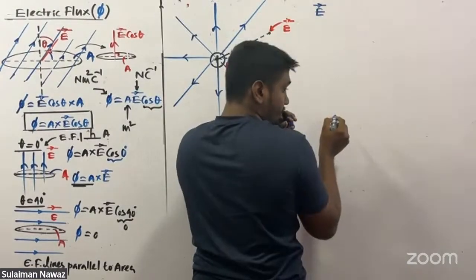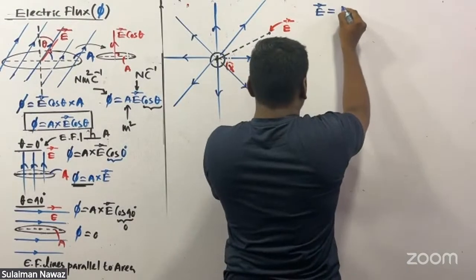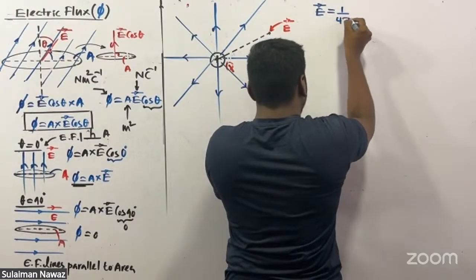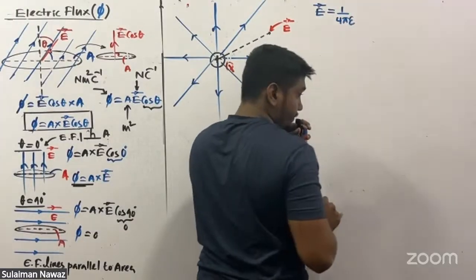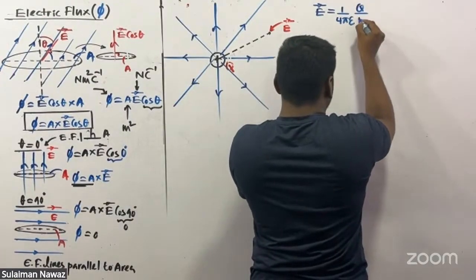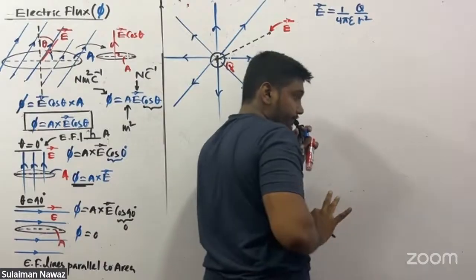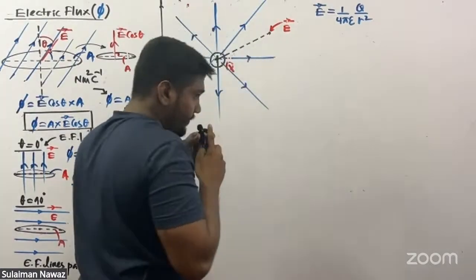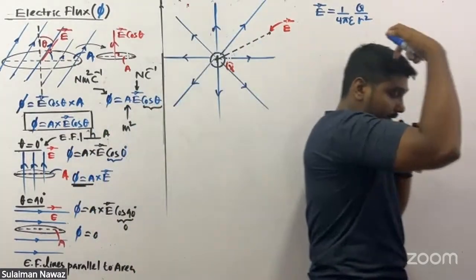Intensity equation: 1 over 4 pi epsilon, capital Q over r squared. This is the equation, correct? Now go to the diagram and write this equation there also.